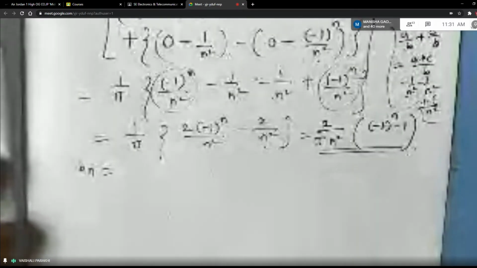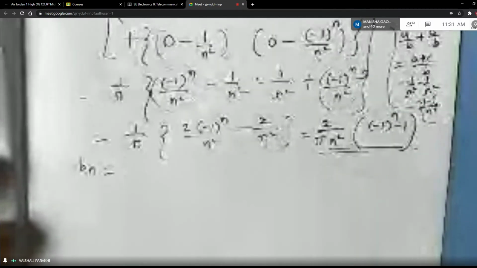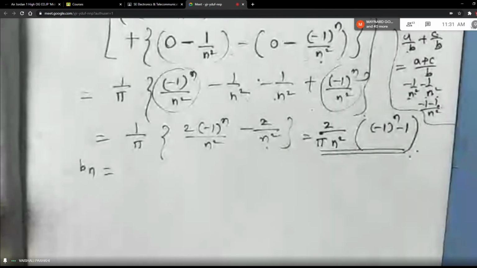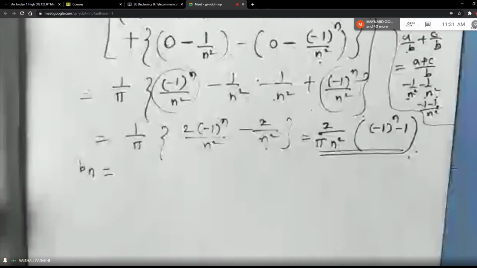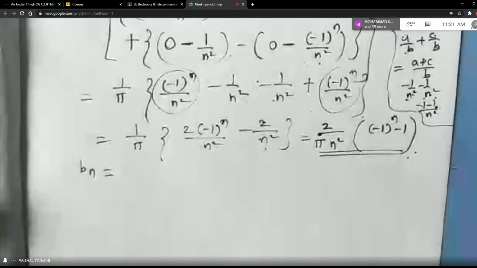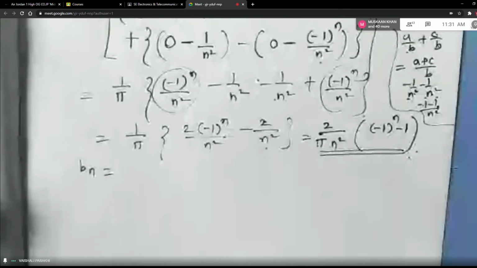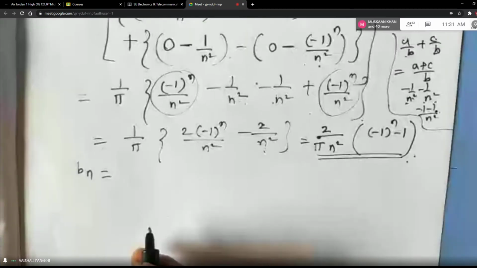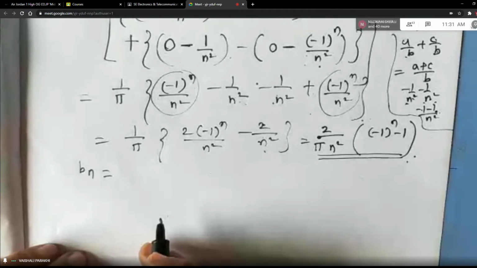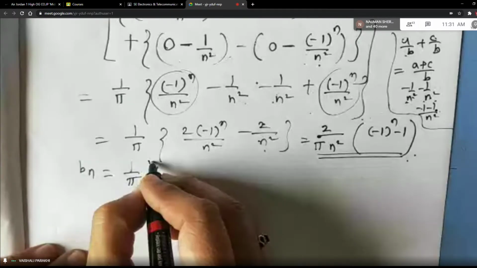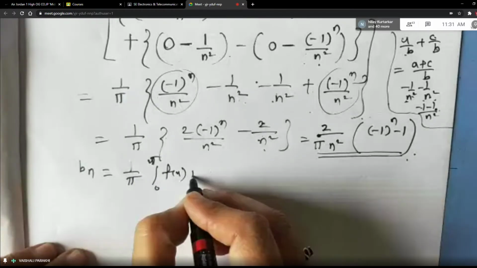Then who else can I ask? Duen, can you tell me what is the formula for Bn? Ma'am, Bn for 0 to 2 pi is equal to 1 by pi integral 0 to 2 pi f of x sine nx dx. Very good.